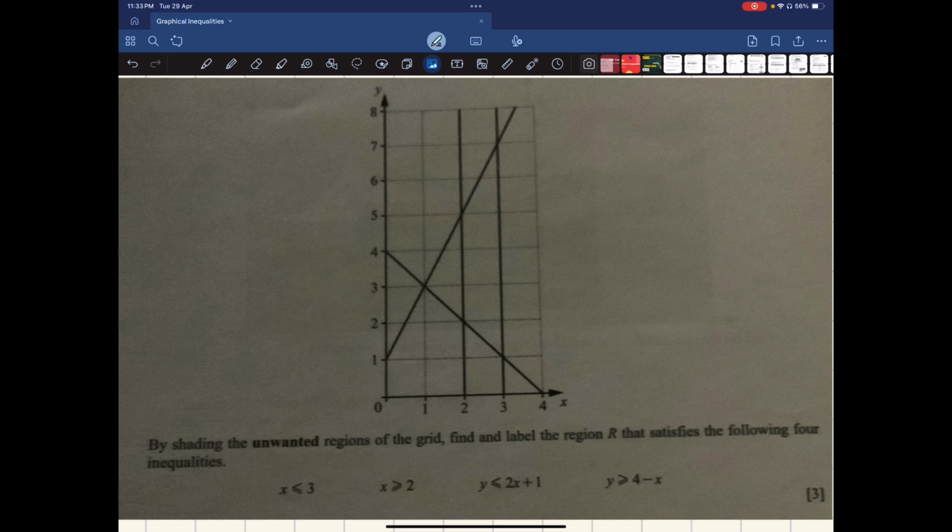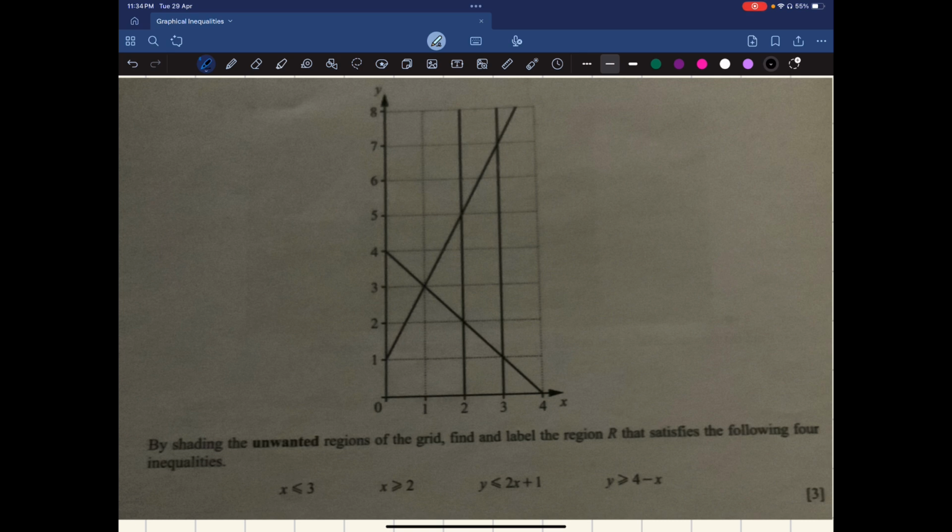Okay, let's do this past paper question. This is also slightly different. Why? Because here they've drawn the lines on the graph and they've given you the inequalities separately, but they've not specified which line represents which equation. So the first step here is that you're going to label all the lines on your graph.